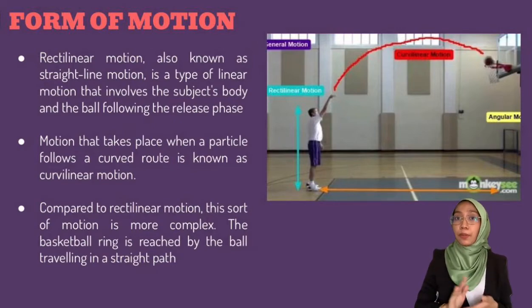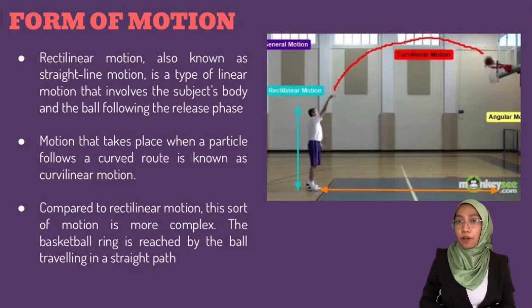So the movement of a body or a particle is described by this kind of motion, and any two particles in a body are said to move rectilinearly if they cover the same distance along two parallel straight lines. Furthermore, motion that takes place when a particle follows a curved road is known as curvilinear motion. The curving path may be in 3 dimensions or 2 dimensions in a plane. So when compared to rectilinear or straight line motion, this sort of motion is more complex.